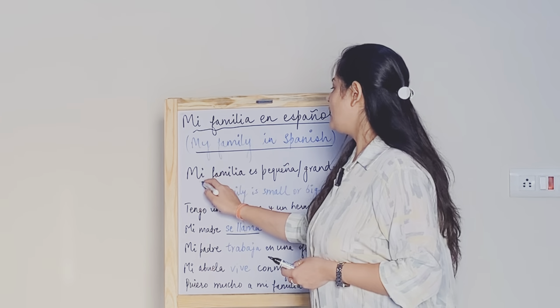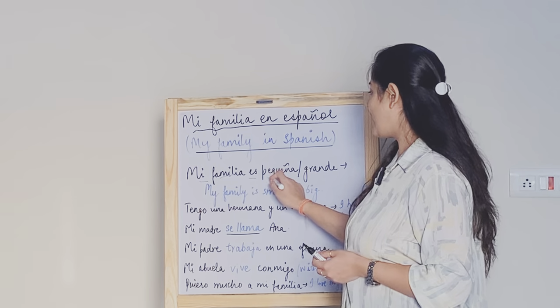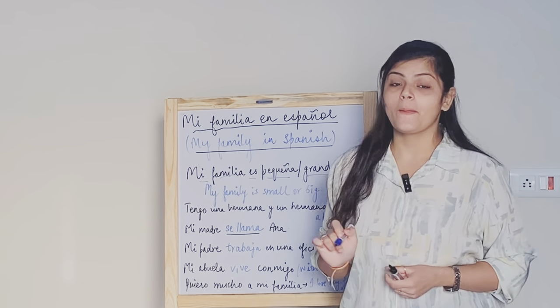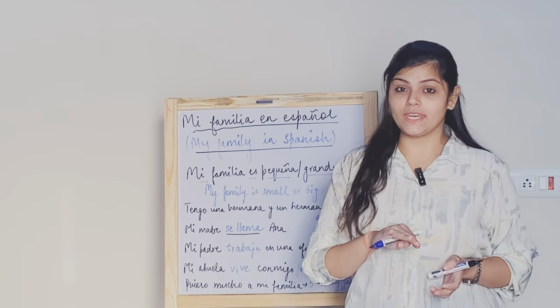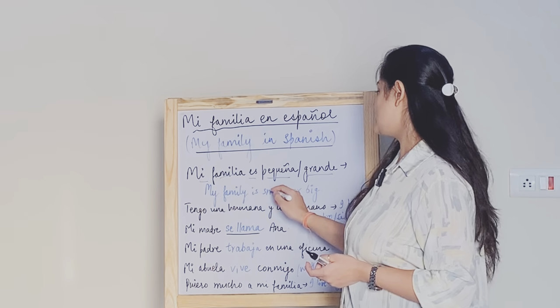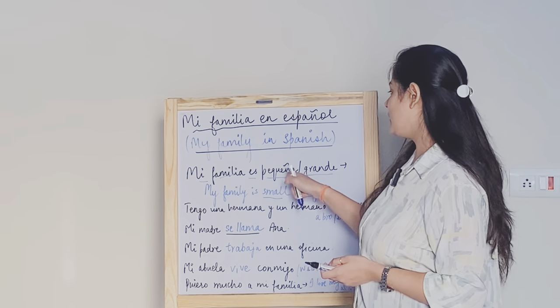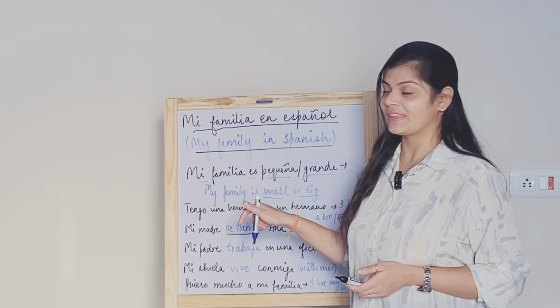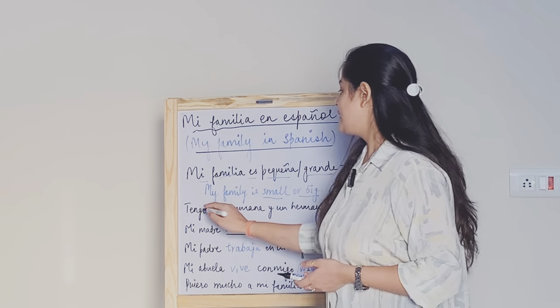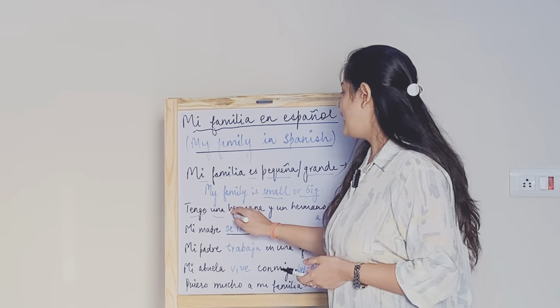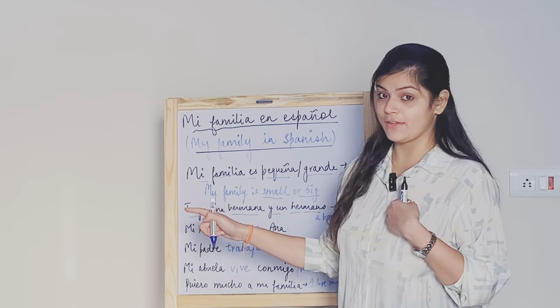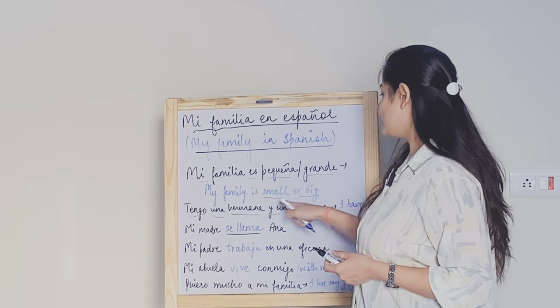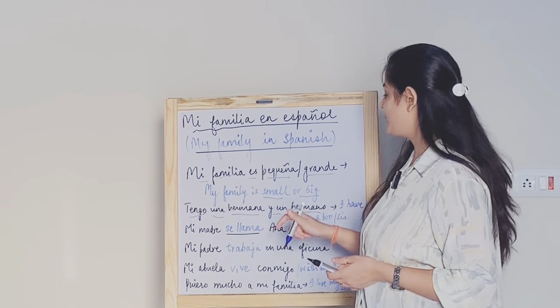Mi familia es pequeña o grande. My family is small or big. Pequeña for small, grande for big. Then, tengo una hermana y un hermano. Tengo, tener, remember? I have a brother and a sister.